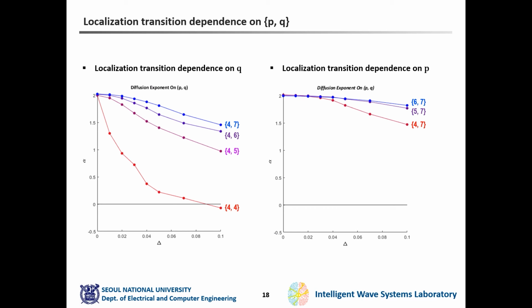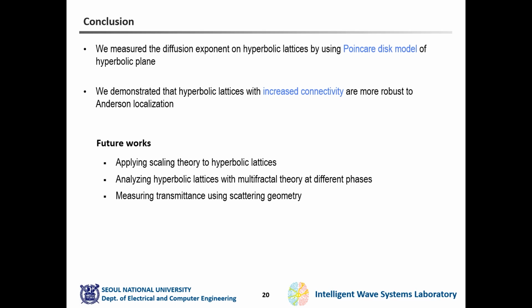The results are shown for different types of lattice. The 4,4 lattice is Euclidean and others are hyperbolic. It can be seen that hyperbolic lattice shows strong immunity to localization in contrast to Euclidean, and this tendency increases further as P and Q increase respectively. In conclusion, this work first measured the diffusion exponent on hyperbolic lattice using the Poincaré disk model, and demonstrated that hyperbolic lattice is more immune to localization than Euclidean lattice. This tendency increased as connectivity is raised by incrementing P or Q.